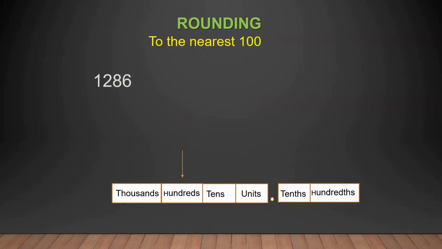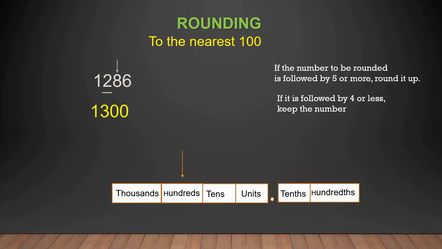Another example is 1,286. 2 is in the hundreds place and is followed by 8. So 2 becomes 3, which will give you 1,300. Then we have 76. So there's no hundreds place, so we put a 0 in the hundreds place. It is followed by 7, which is greater than 5. So the nearest hundreds place is 100.